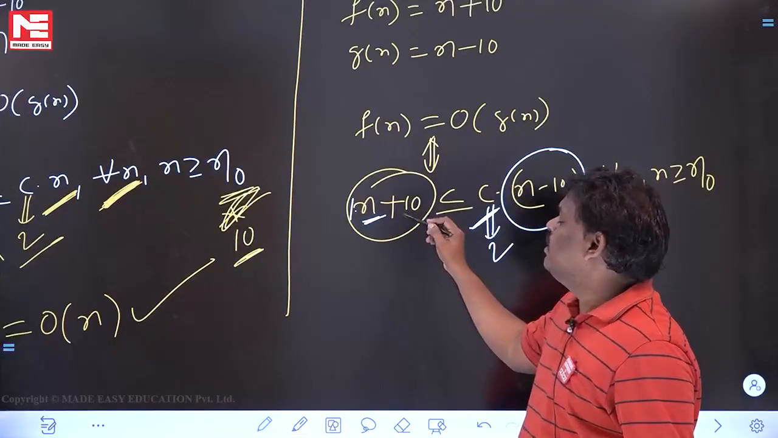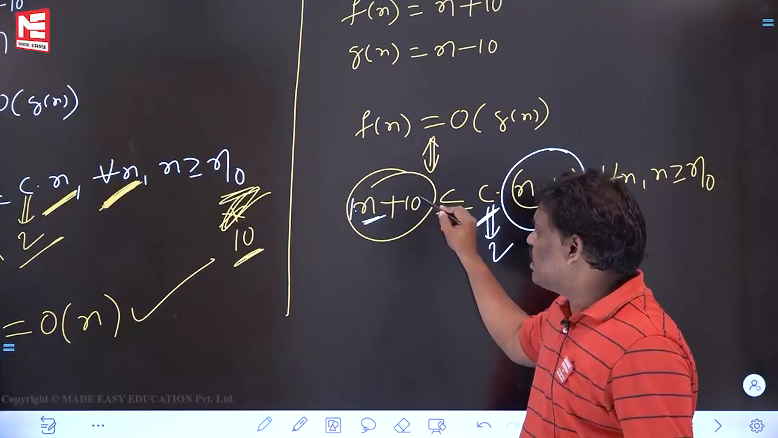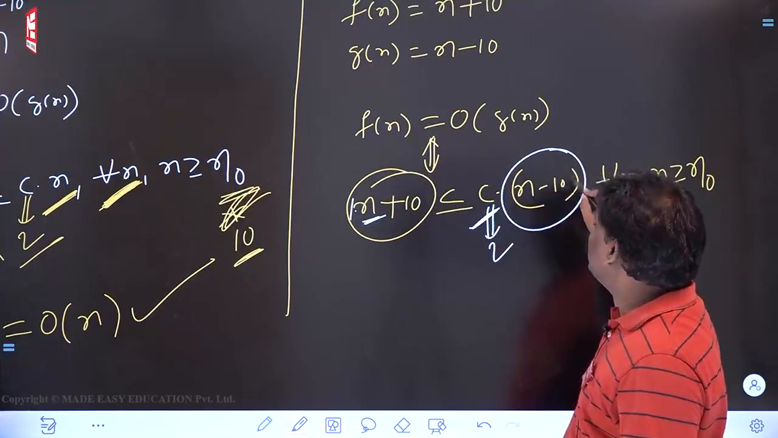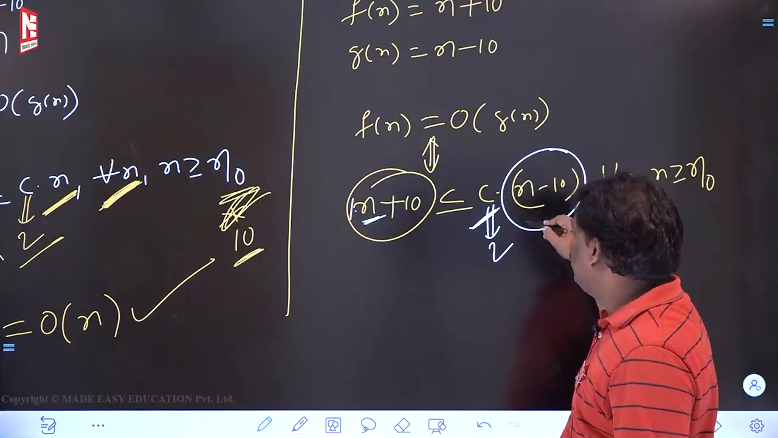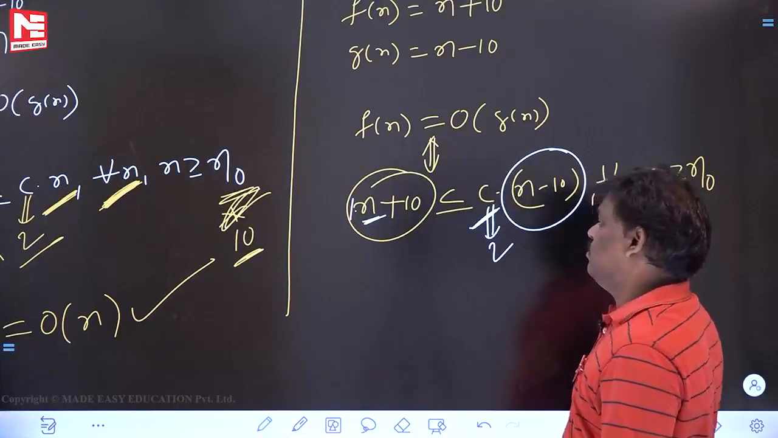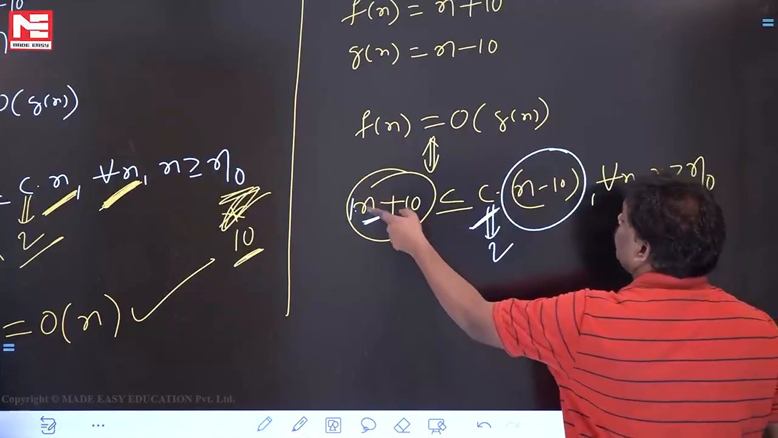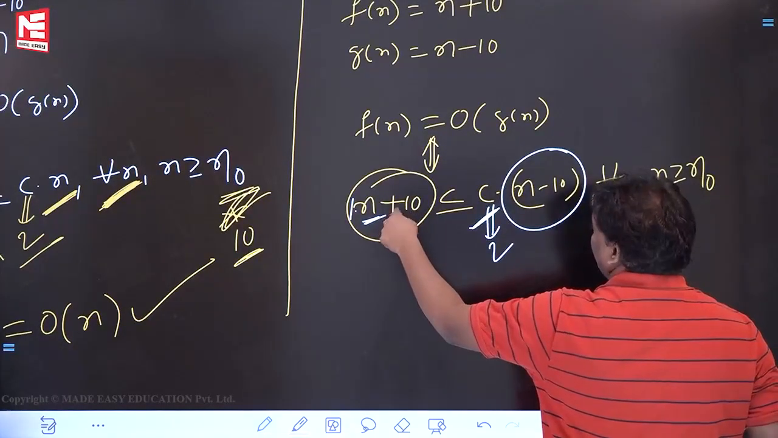What about 20? If the n value is 20, 20 plus 10, what is the answer? 30. But here 20 minus 10 is 10, and 10 into 2 is 20. This is 30, this is 20. Very close. Next one. Sorry, n value is 30.